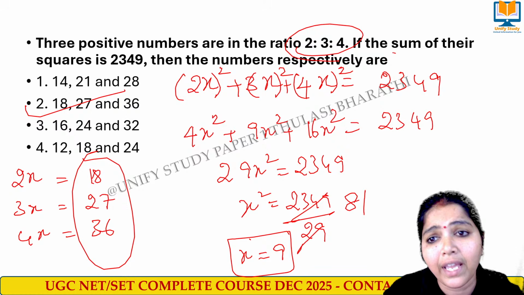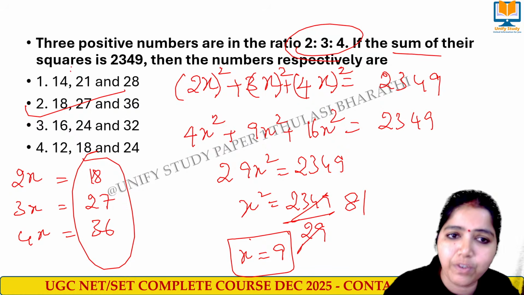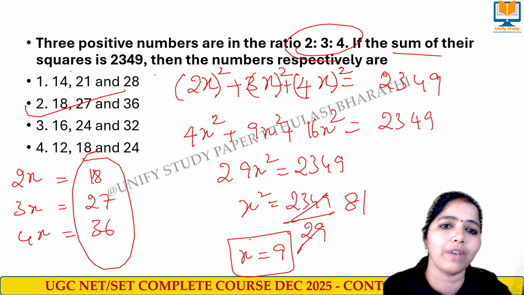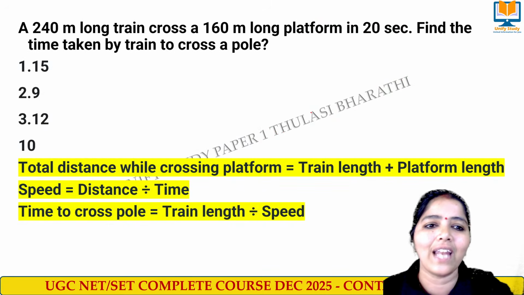Read it properly. Sum of their squares. It can be squares, it can be cubes. We have to be very careful whether it is a positive number, an odd number or an even number. That also we have to be very careful about whenever we frame this. Right? Very good. Next question we move.